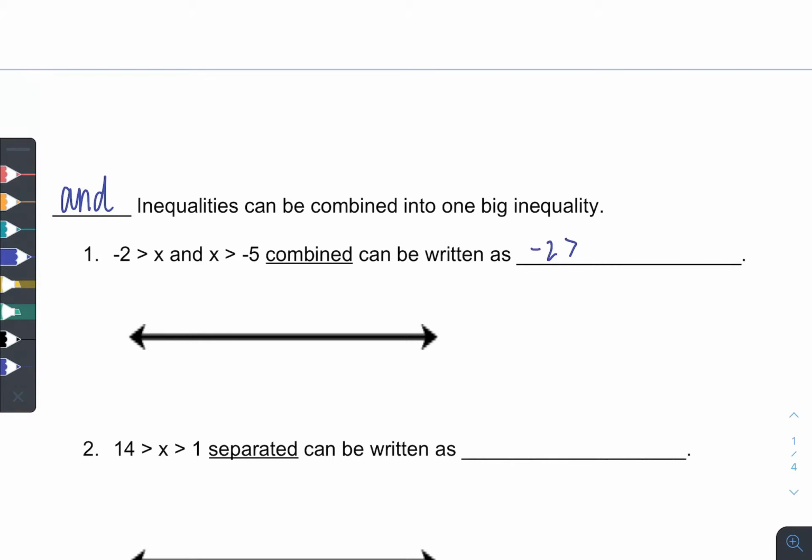That's not right. I've got them switched around here. So negative 5 is less than x is less than negative 2. So we're free to put these on a number line.